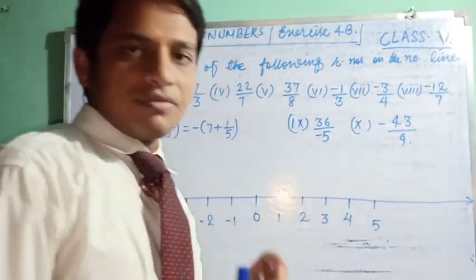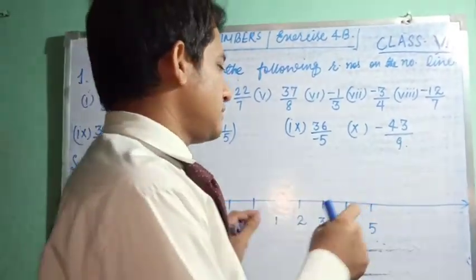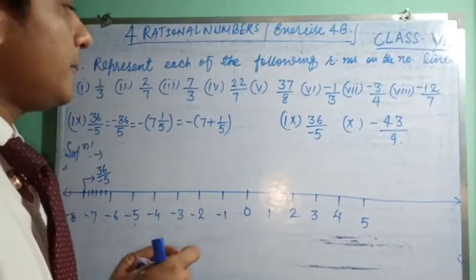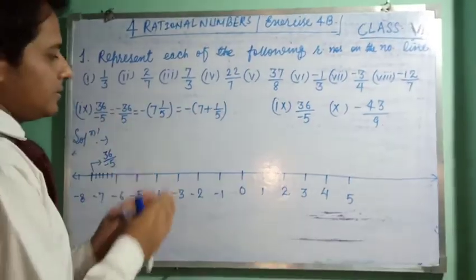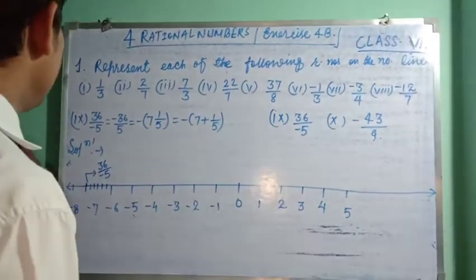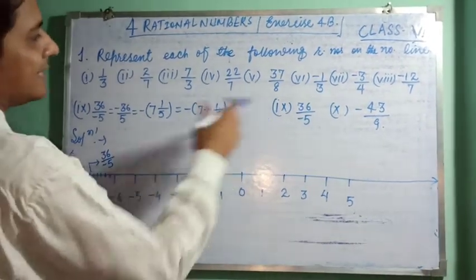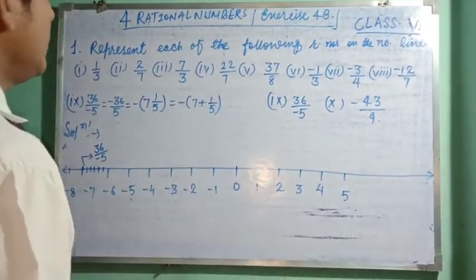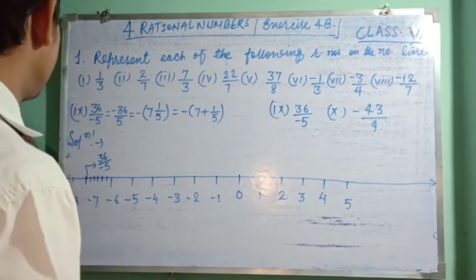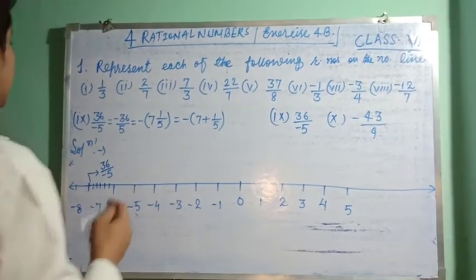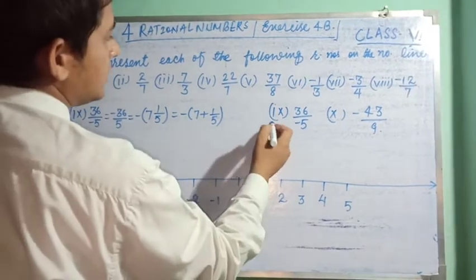In such a question, first of all, we have to draw a number line. Then we have to insert whatever number. Let's see, here are 10 sub-questions. Now we have to solve any two questions. First, have a look at question number 9.